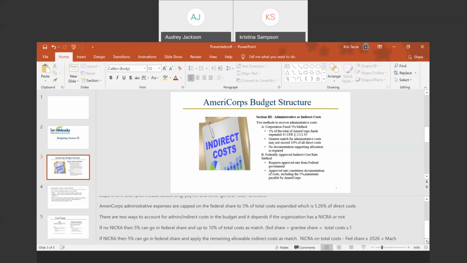Again, indirect cost rates vary from program to program. Some indirect cost rates are based on staffing. Some indirect cost rates are based on total costs. So you want to apply the balance of the indirect costs as match. Again, it probably does not make sense if you only have an AmeriCorps grant to go through the process of negotiating a federal rate. So you have the fixed rate, or you can use your indirect cost rate.